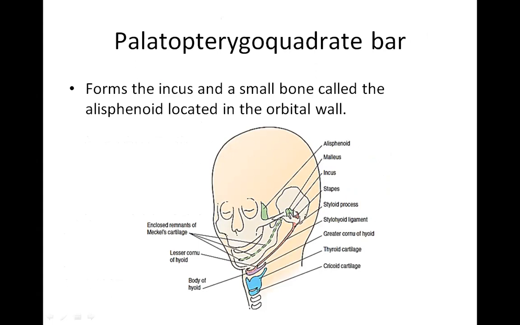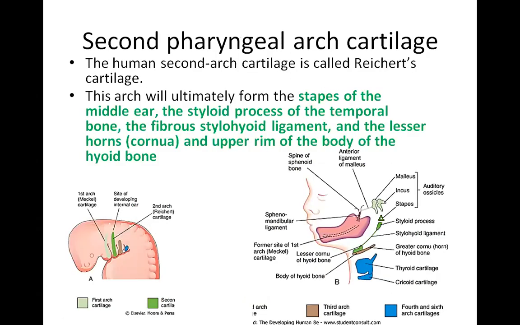Malleus, incus, anterior ligament of the malleus, the sphenomandibular ligament, the mandible as a whole, and a small bone, the lesser wing of the sphenoid. And what are the skeletal elements? The maxilla, the zygomatic bone, the squamous part of the temporal bone, the mandible as a whole, and the vomer bone of the nasal septum. These are the derivatives of the first pharyngeal arch cartilage.